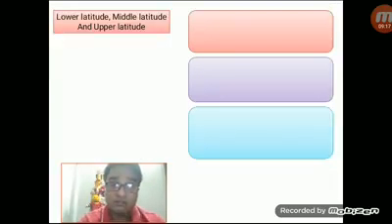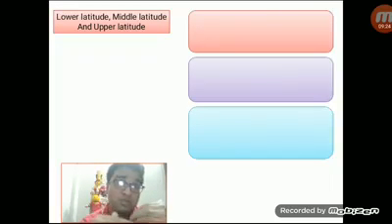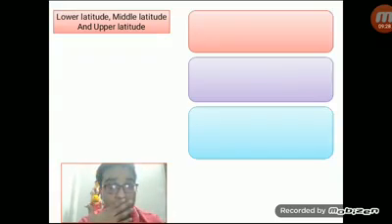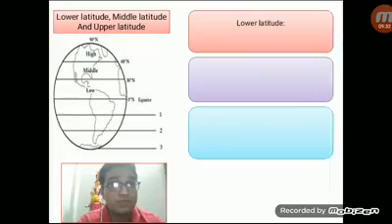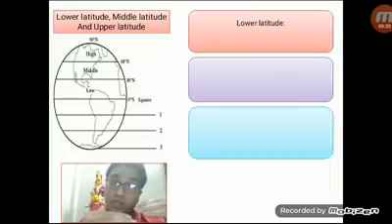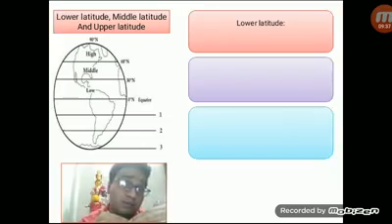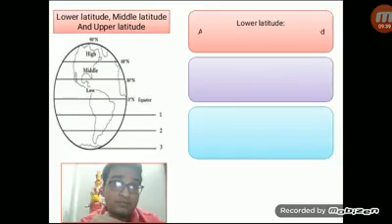Dear students, now again I am going to discuss some types, basically 3 types of latitude lines. First of all, lower latitude. Latitude 0 to 30 degrees is called the lower latitude.